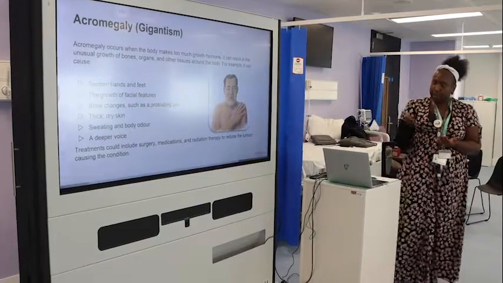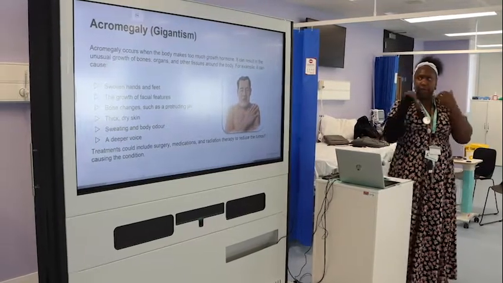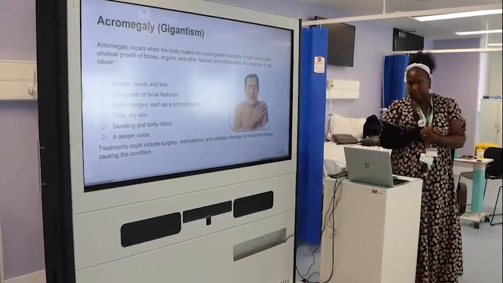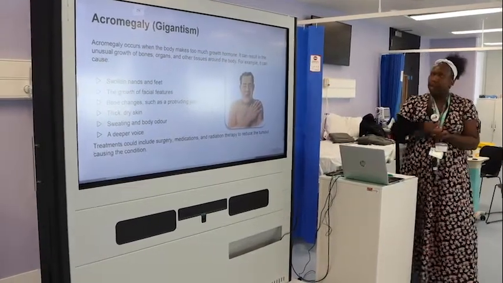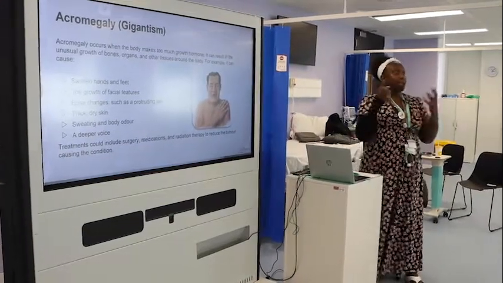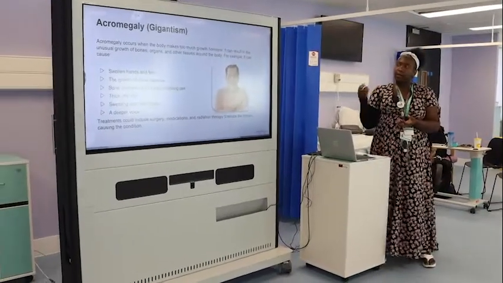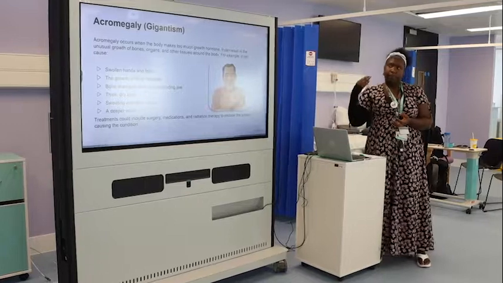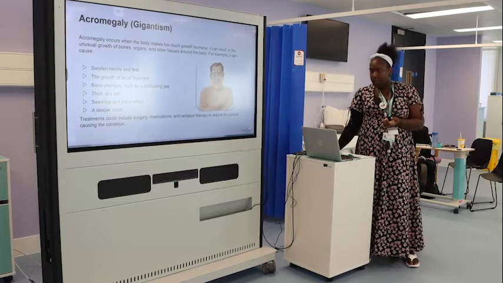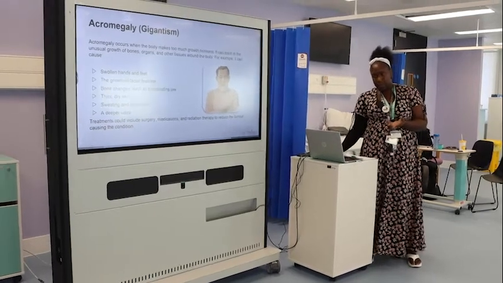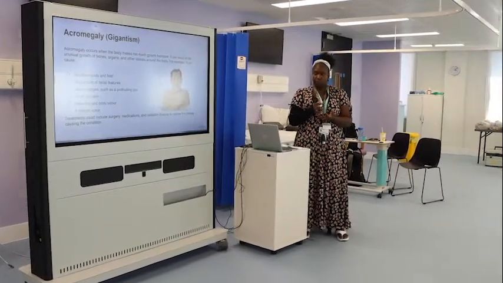So it can cause swollen hands and feet, growth of facial features, bone changes such as a protruding jaw, so that gentleman there, thick dry skin, sweating and body odour, and a quite deep voice. So acromegaly is more common in males, biological males, than it is in females, but females do have that as well. And a lot of the time with acromegaly, females that have acromegaly do also have deep voices as well.